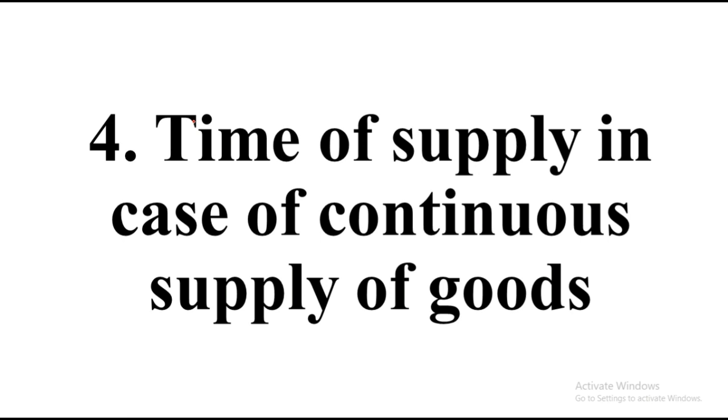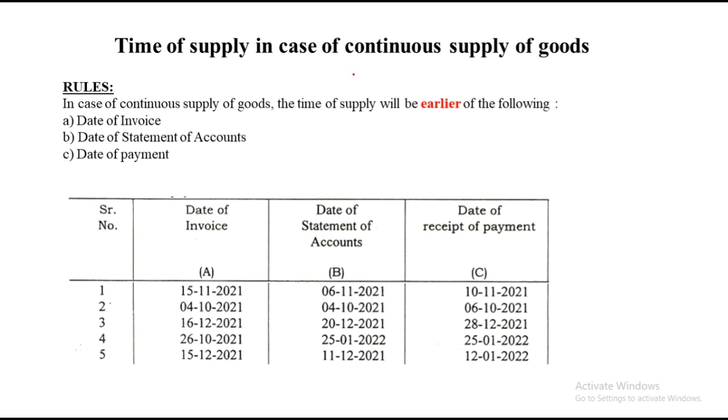Next, time of supply in case of continuous supply of goods. Whenever there's continuous supply of goods, the time of supply will be the earlier of date of invoice, date of statement of account, and date of receipt of payment. The most important part is the date of statement of account. The moment you see date of statement of account, remember it is continuous supply of goods. It is the earliest of three, and whichever is earliest will become your time of supply.